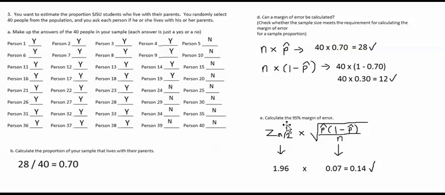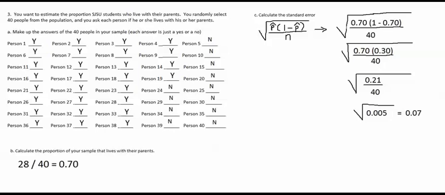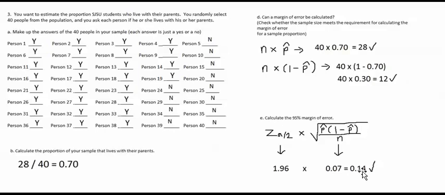This says to calculate the 95% margin of error. When you're calculating a margin of error for a proportion, it's always z. It's never t. So we just have to go to the table and look up the z-score for 95%, and it's 1.96. We multiply that by our standard error, which came out to 0.07. That's what this came out to in part C. It was 0.07. And then we get 0.14. So once again, the margin of error is just the confidence coefficient times standard error.